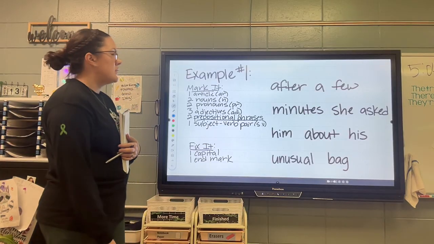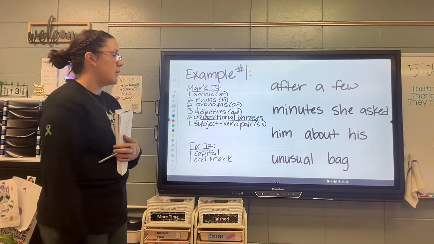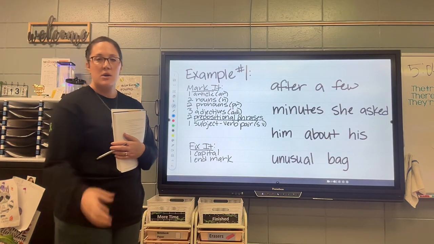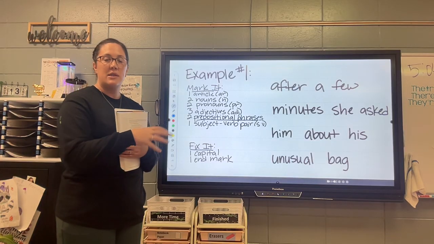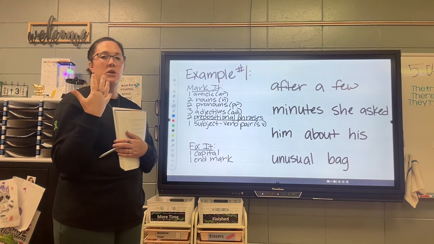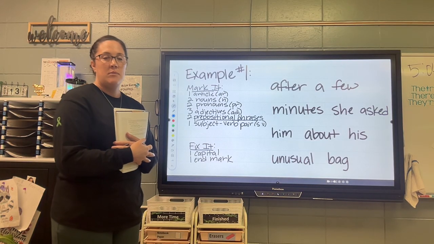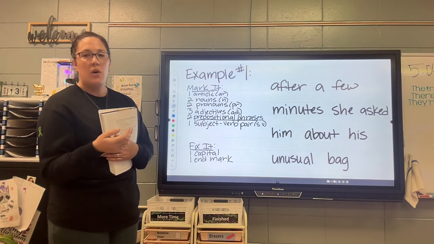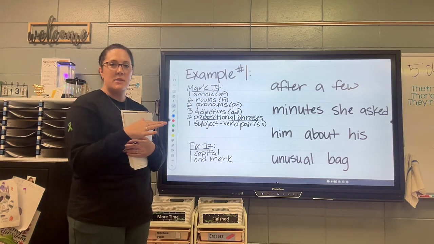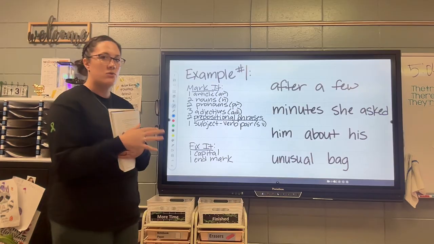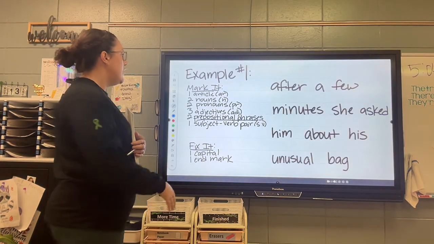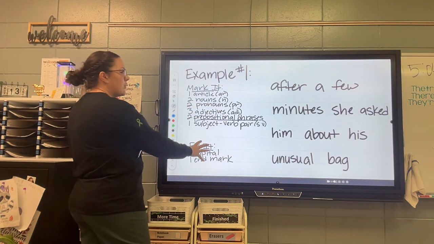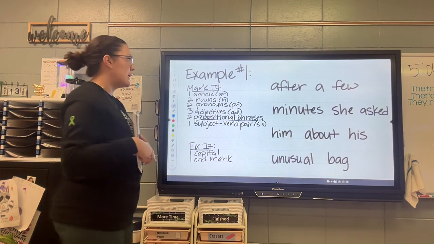So our first example is, after a few minutes, she asked him about his unusual bag. So our vocab word for this sentence is unusual. Think about what unusual means. Maybe it's odd or interesting. There's a little bit of mystery there, right? It's kind of an unusual bag. Okay, so here it's going to show me what I need to mark and what I need to fix, so we're going to go through this one together.